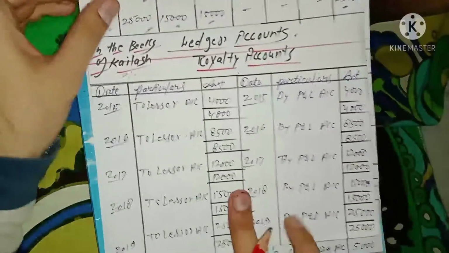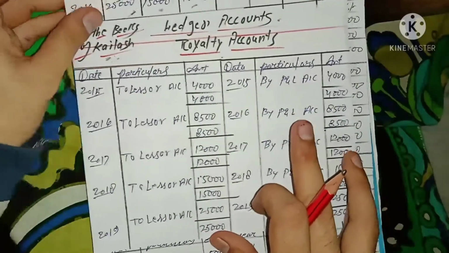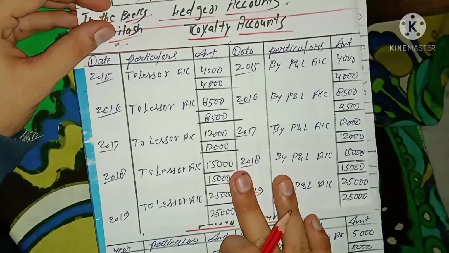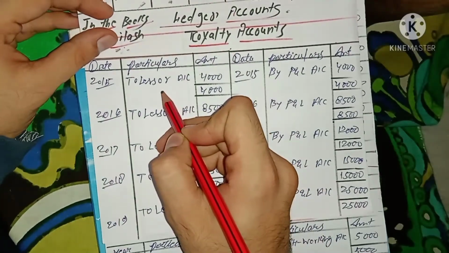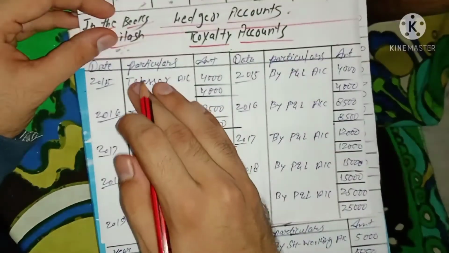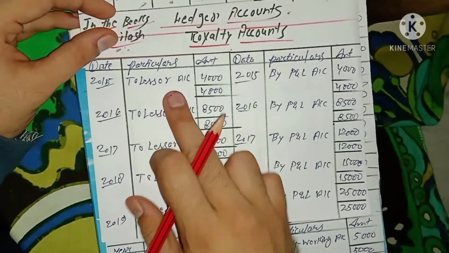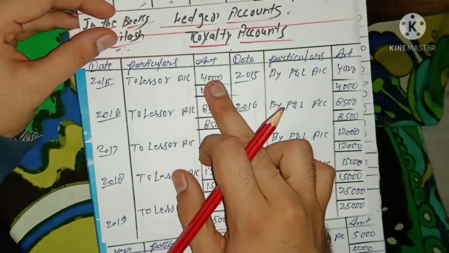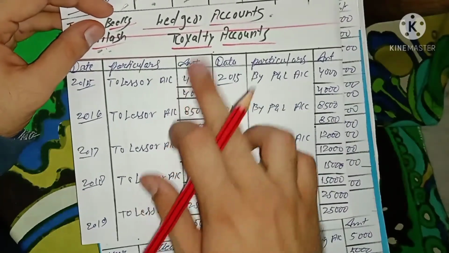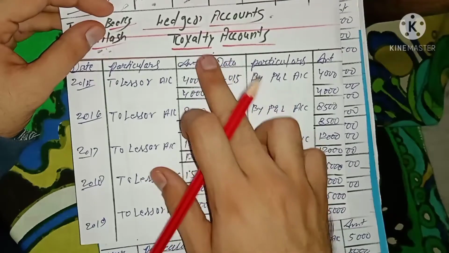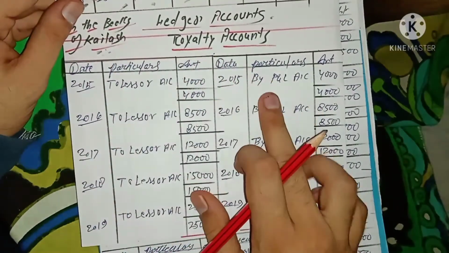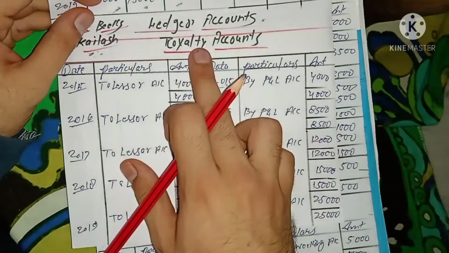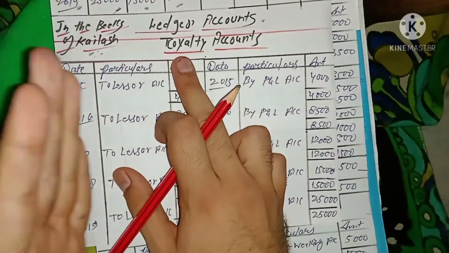I have already mentioned in my previous video how to prepare that, so I'm going to give you a quick view. In the first entry, in the royalty account for the first year, we simply write down how much actual royalty is payable to the lessor. Being the patentee's expense, we debit that amount in the P&L account. Consider that royalty amount as an expense on the left hand side of the P&L account.